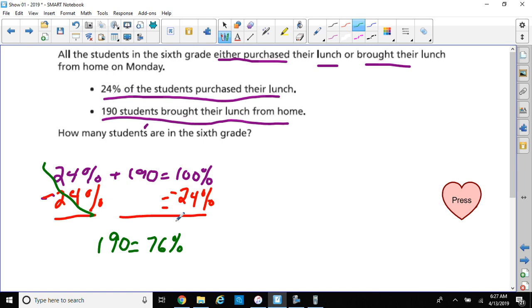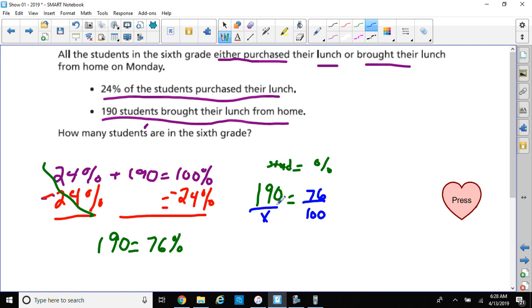So now all I have to do is set that up as a proportion. 190 students equals 76%. So here are my students over here, and I'm going to put my percents over here. And so I got 190 students. That's equal to 76%. So my question would be, how many students is equal to 100%? That'd be all of the students.